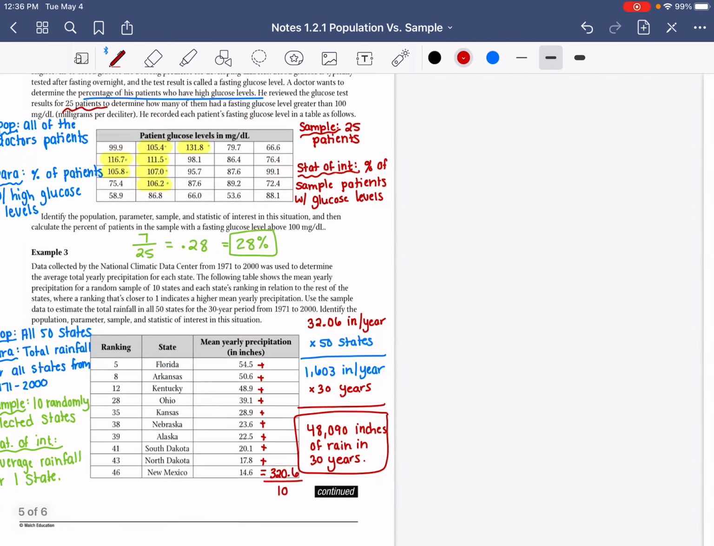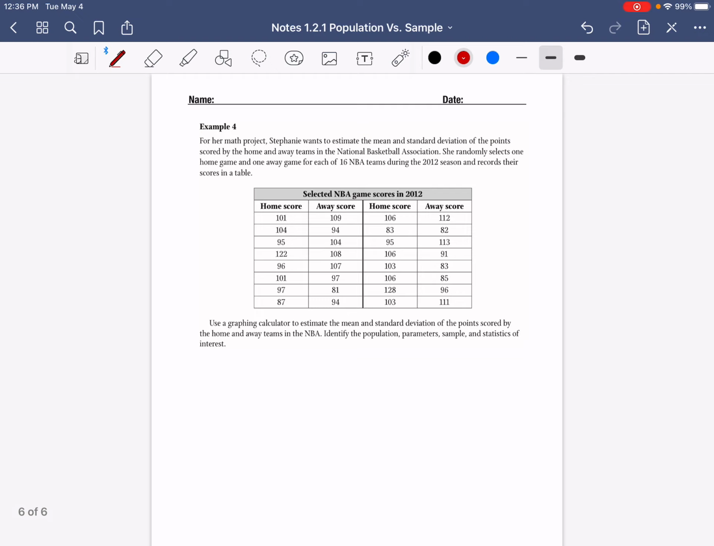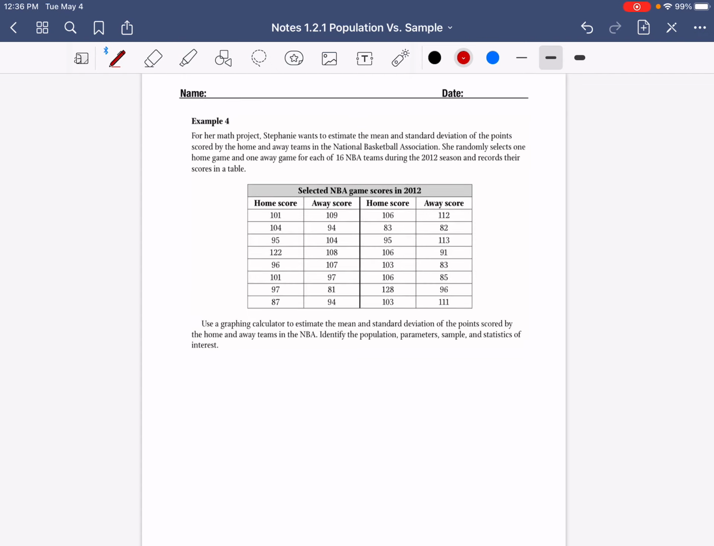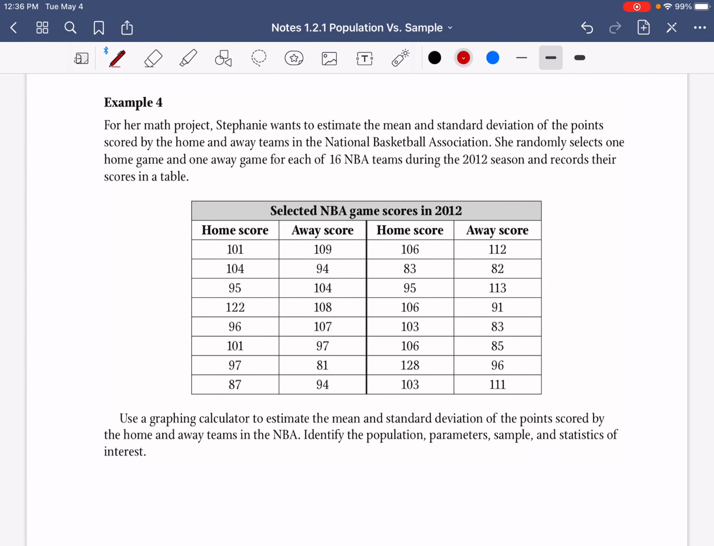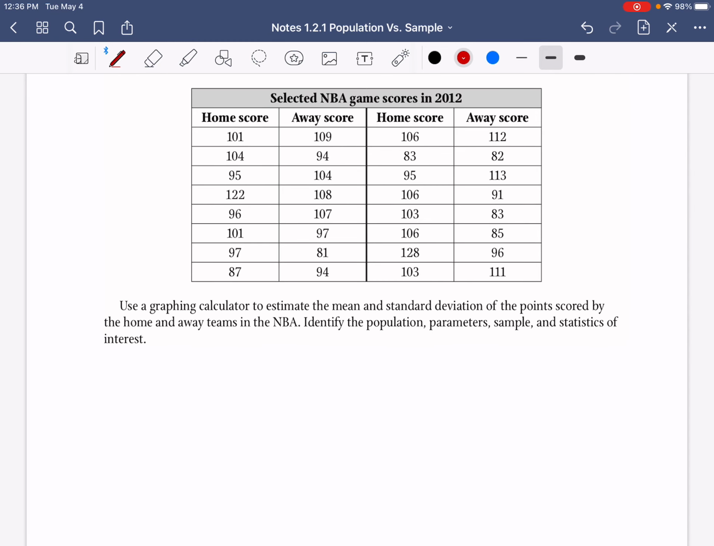All right, last example. So this would be on page 49, example number 4. It says, for her math project, Stephanie wants to estimate the mean and standard deviation of the points scored by the home and away teams for the National Basketball Association, NBA. She randomly selects one home game and one away game for each of the 16 NBA teams during the 2012 season and records their scores in the table. Use a graphing calculator to estimate the mean and standard deviation of the points scored by the home and away teams of the NBA. Identify the population, parameters, sample, and statistics of interest.